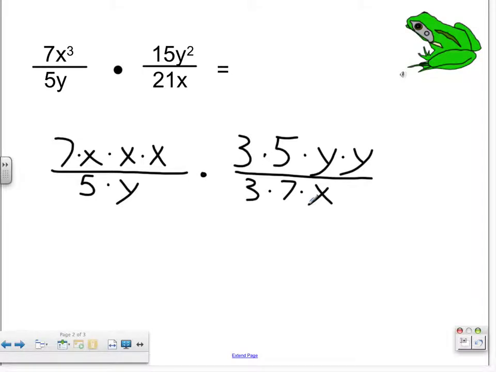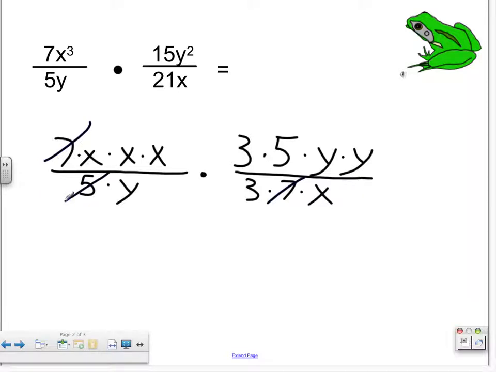I get to cancel anything that's on the top and on the bottom. You can't cancel two things that are on the bottom. You have to look for something on the top and on the bottom that's the same because 5 over 5 is the same as a factor of 1. And whenever you have a factor of 1, you can cancel it. So I see a 7 and a 7. That makes 1. I can take it away.